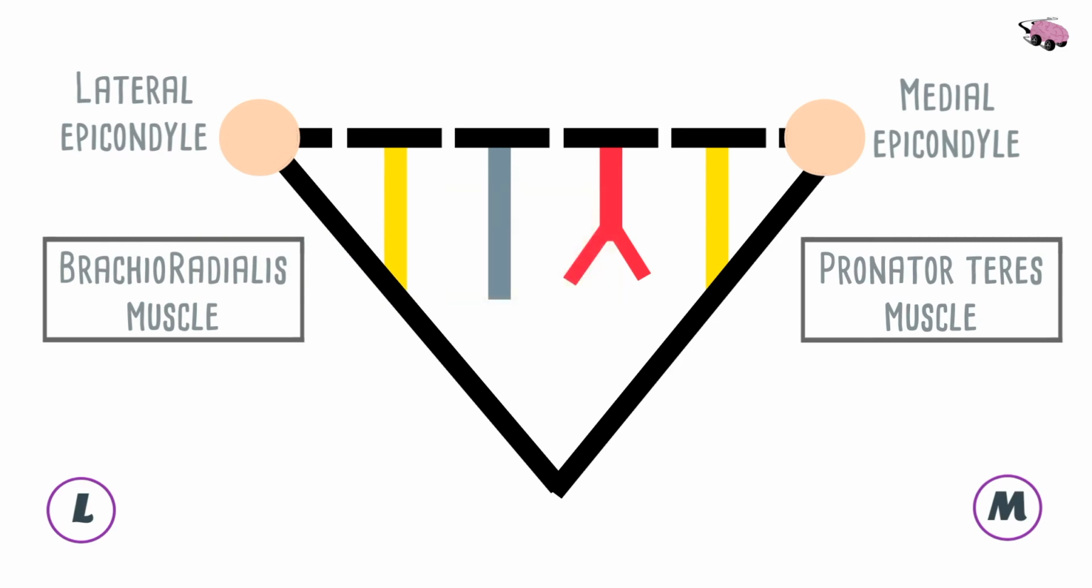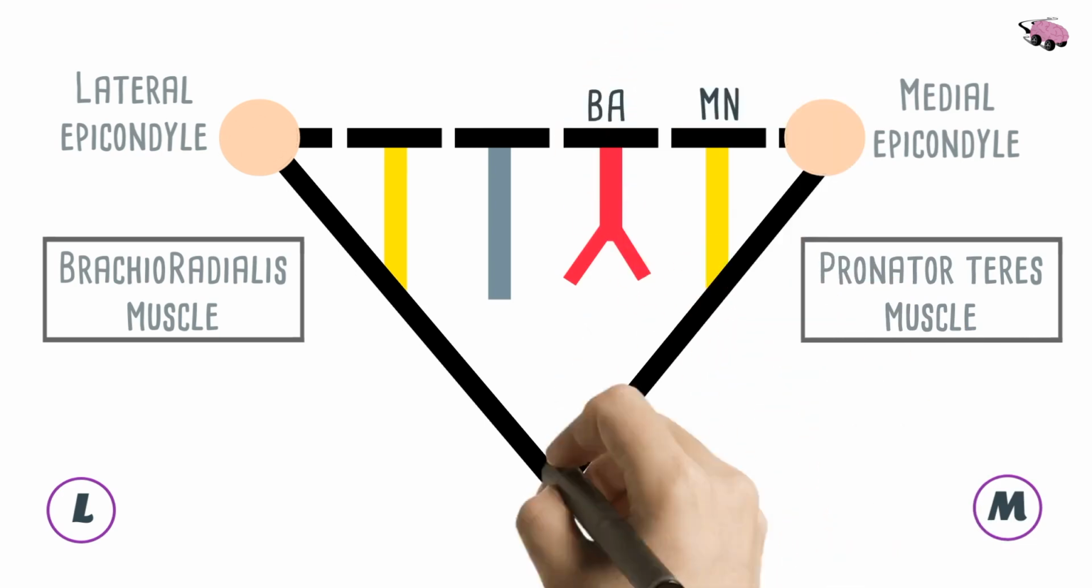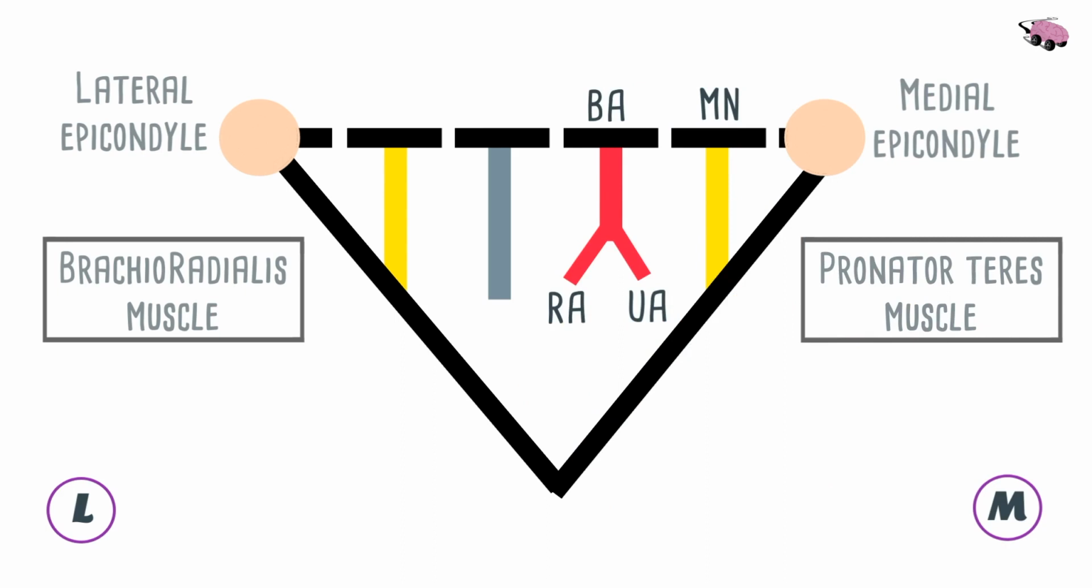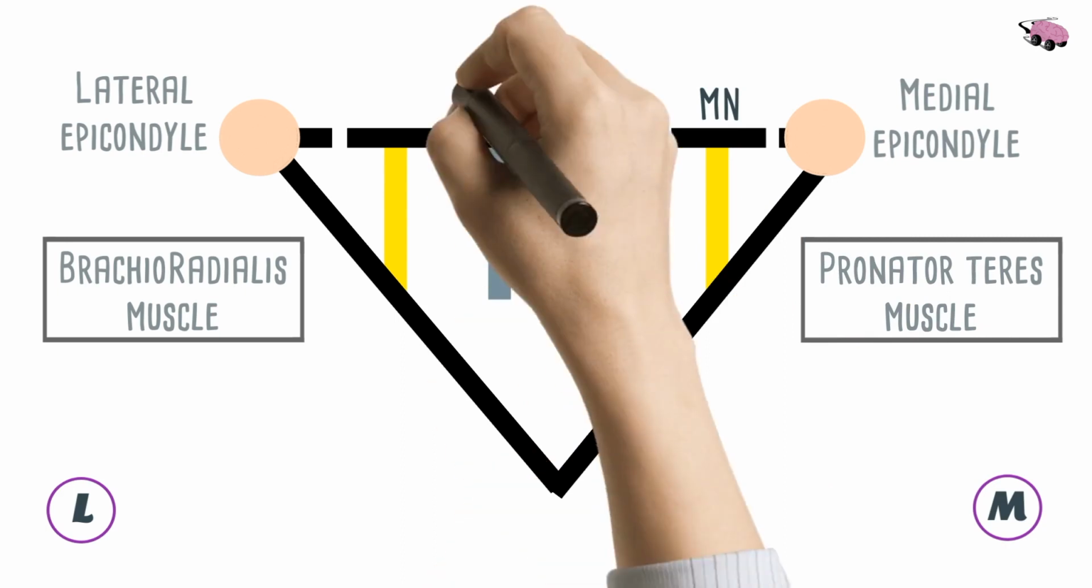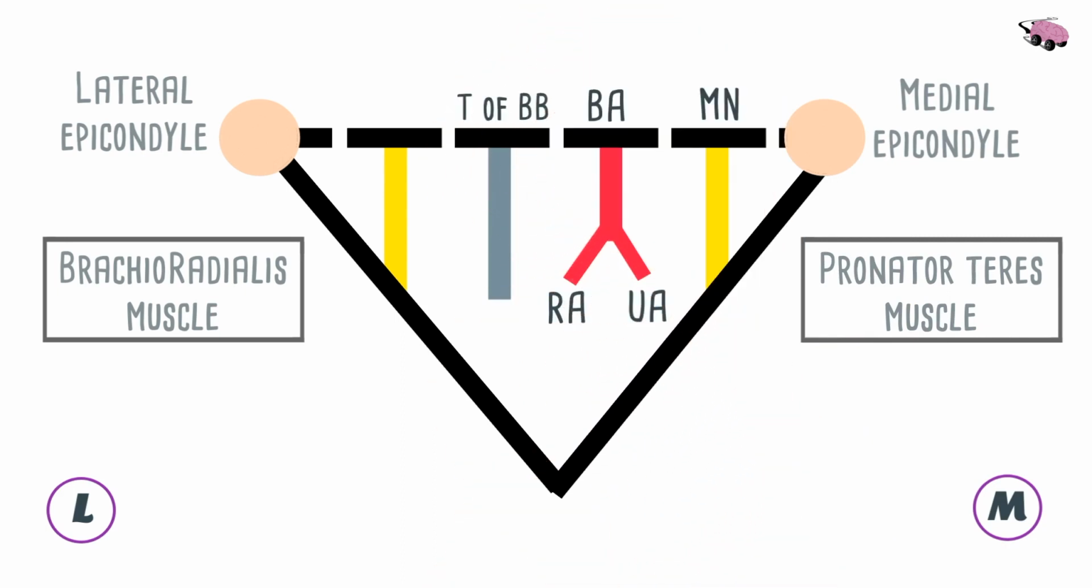So now repeat and label with me. We have the median nerve, the brachial artery. Inside, it bifurcates into the radial artery and ulnar artery. Lateral to it is the tendon of biceps brachii. And finally, most lateral is the radial nerve.